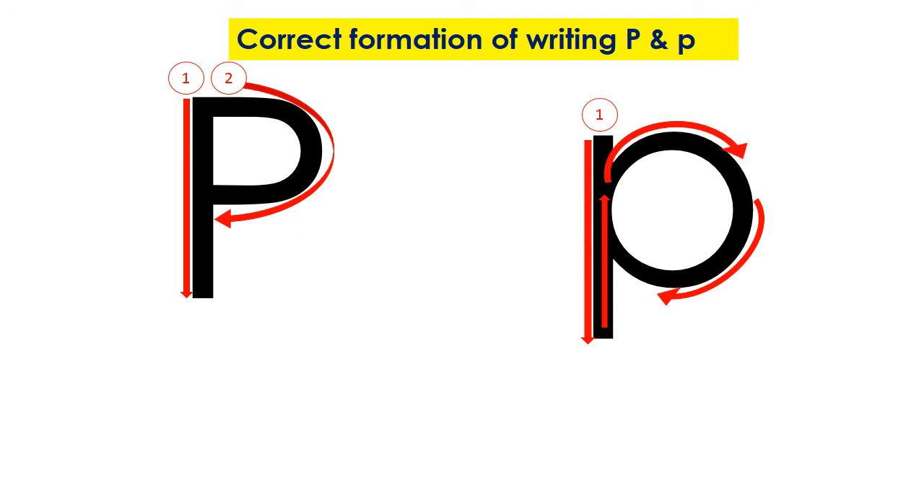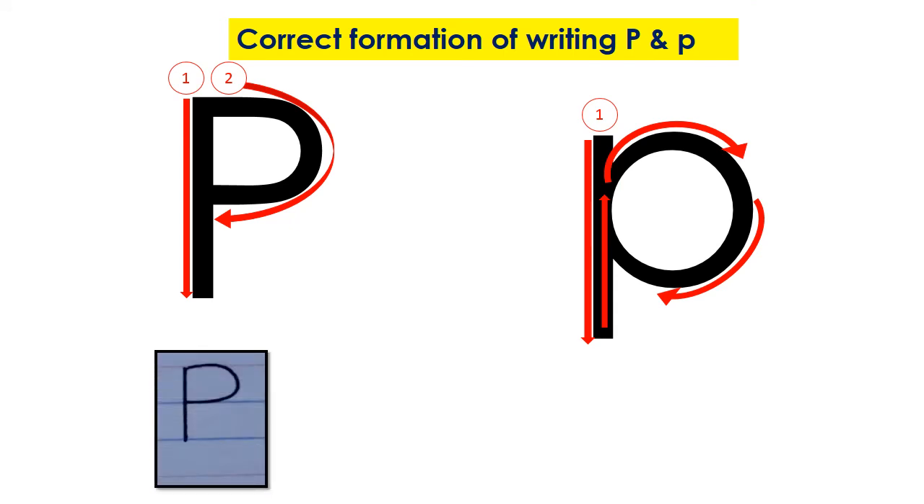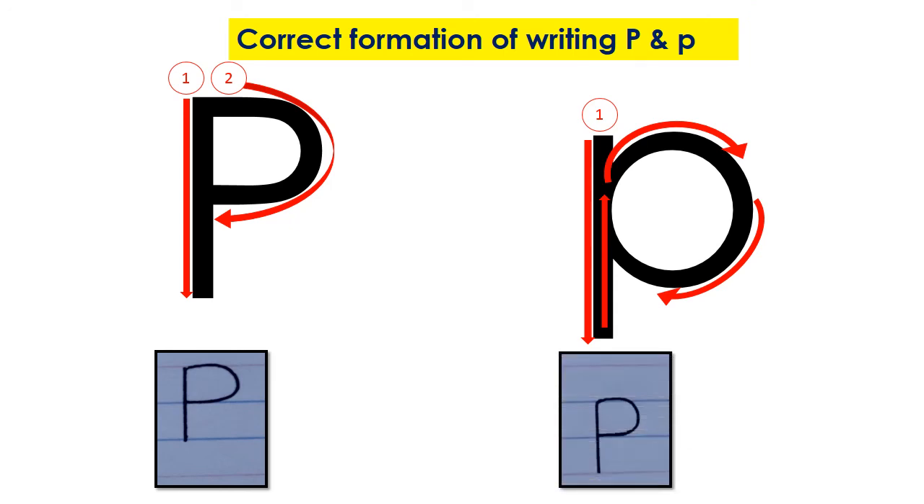Okay, then let's see how to write capital P in your double rule book. Here you can see that. Now we'll see how to write simple P in your double rule book. Okay. Now, teacher will show you how to write capital P and simple P on the whiteboard.